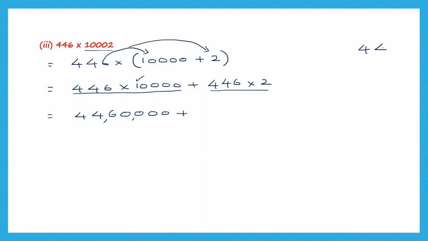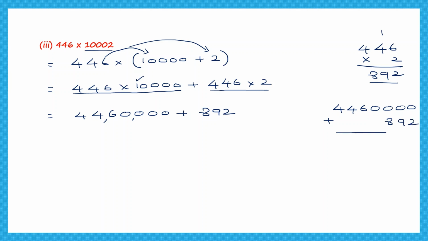So 446 into 2. 2 6s are 12, carry 1. 2 4s are 8 plus 1, 9. 2 4s are 8. We have 892. Now let's add up these two numbers. So that is 44,60,000 plus, now what is this number? 892. 2, 9, 8. Then we have a 0, 6, 4 and 4. So what do we have here?